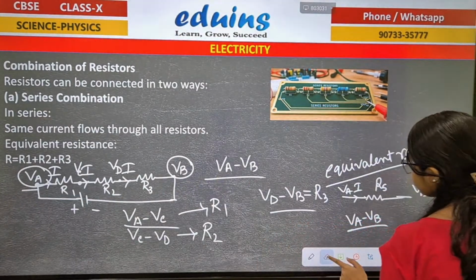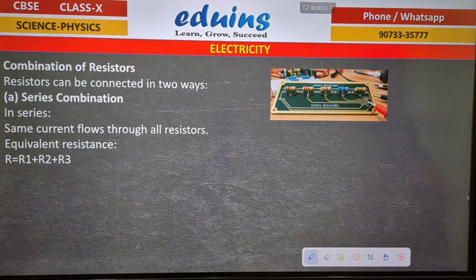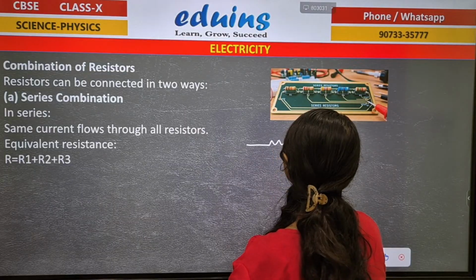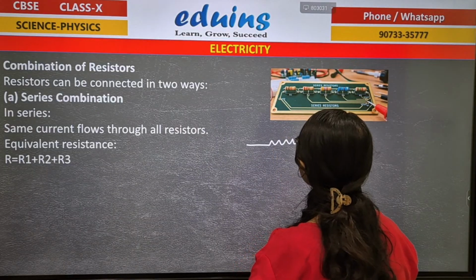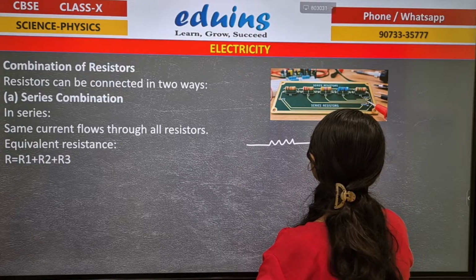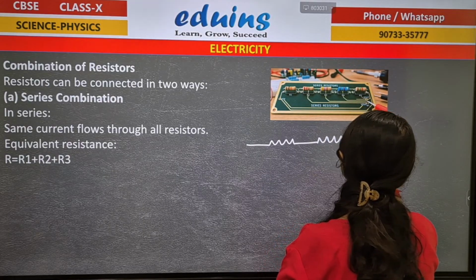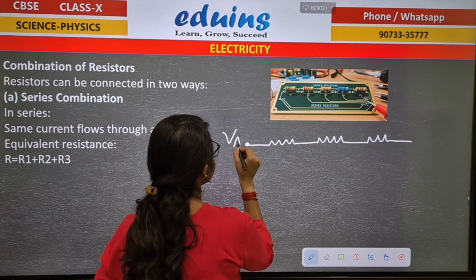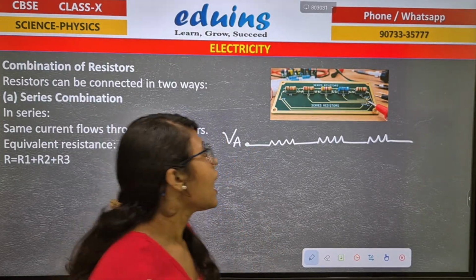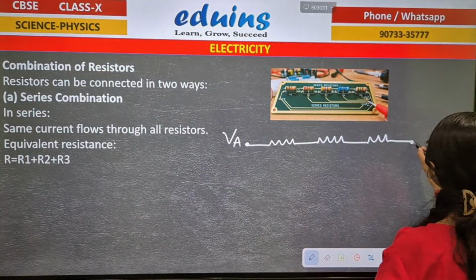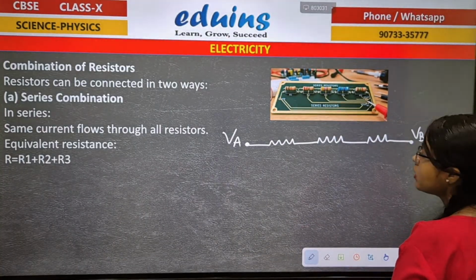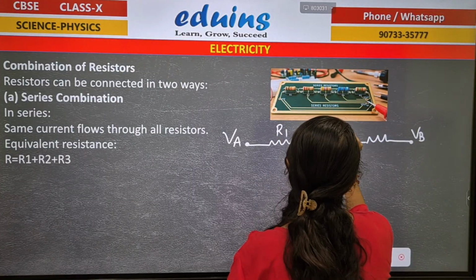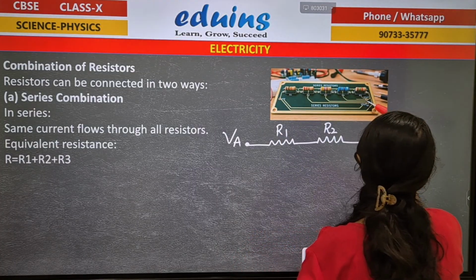Okay, so this is the clear view of the circuit. This is the series connection. When one resistor ends, the other resistor starts. This is the terminal point, which we take as VA, and the other terminal point is VB. Now here are three resistors. One is R1, the other is R2, and the other is R3.